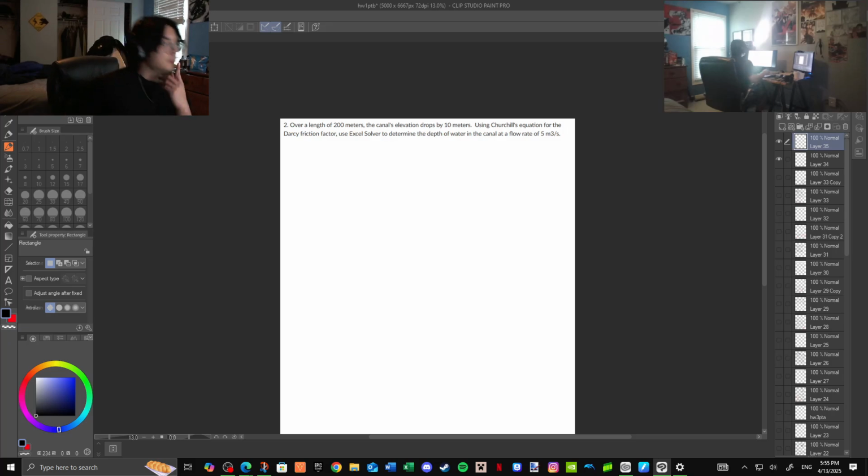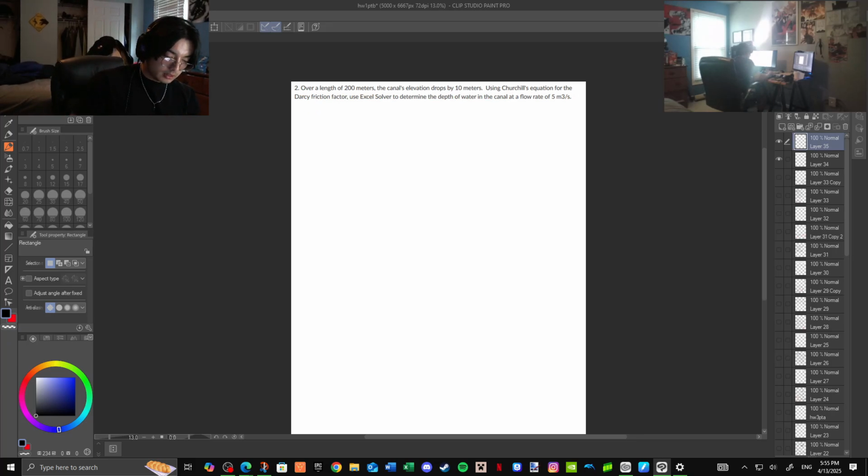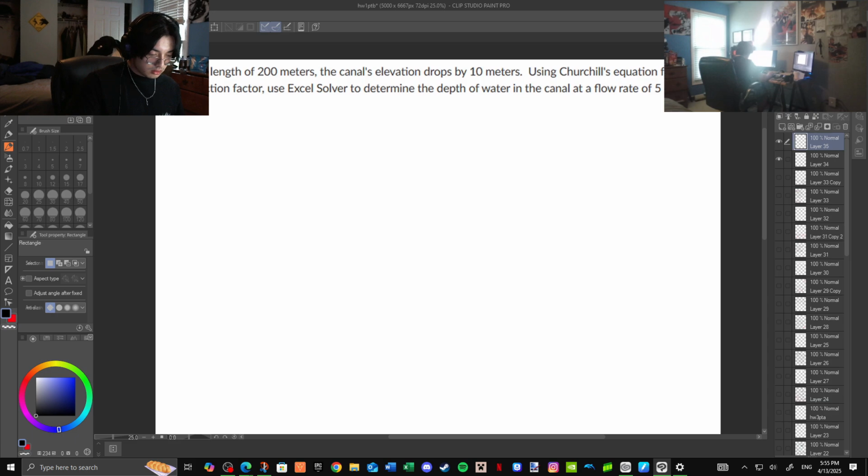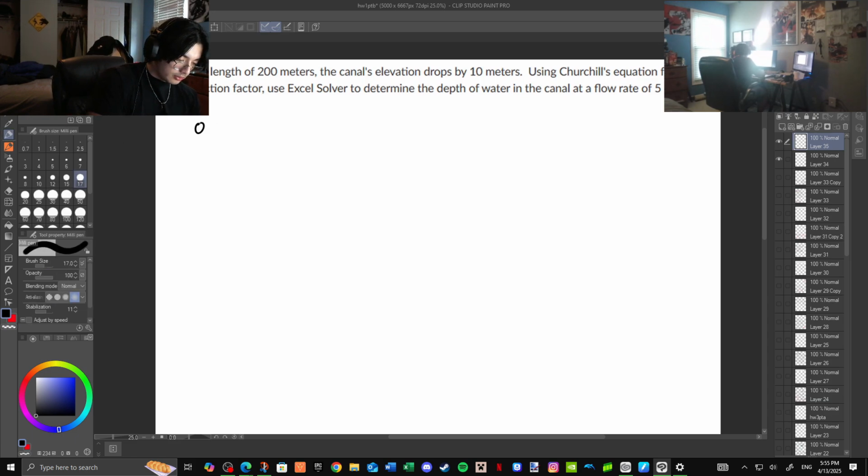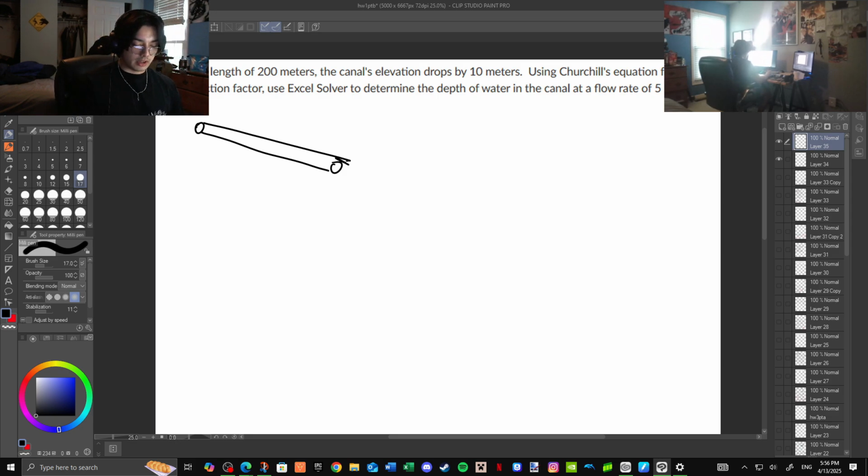So in this problem, we have a canal. There's one point, a canal, and the other, and it's traveling in a slight decline, right? And so with this, we need to use Churchill's equation for the Darcy friction factor to determine the depth of the water in the canal at a flow rate of 5 meters cubed per second. So let me just write down some of the variables real quick.